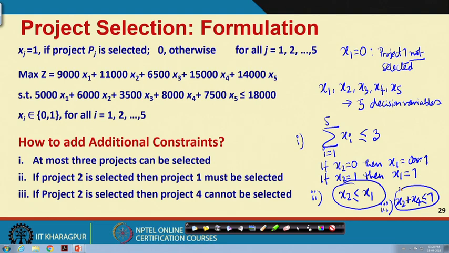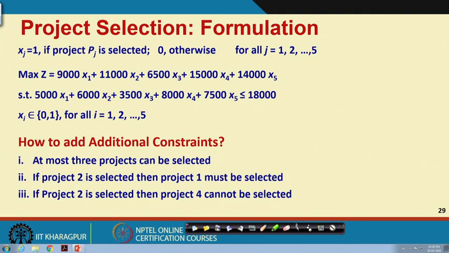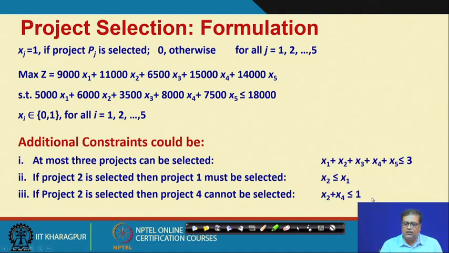But if x2 equal to 0, x4 could be 0 or 1, right. So, there is no difficulty there. So, this is how we actually can take care of such constraints. Here it is written that x1 plus x2 plus x3 plus x4 plus x5 should be less than equal to 3, and x2 is less than equal to x1, and x2 plus x4 is less than equal to 1, right. So, this is how all these additional constraints could be really done.